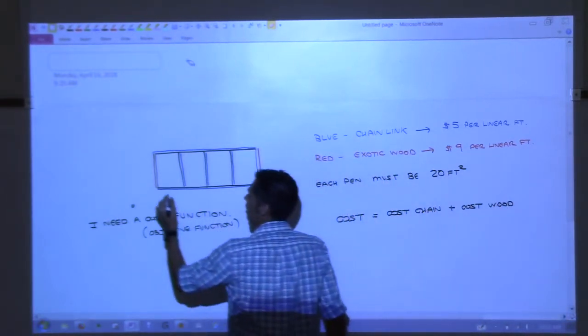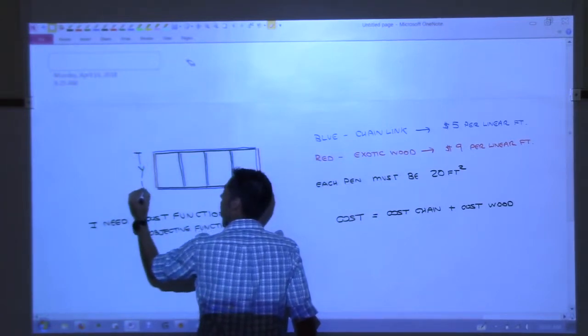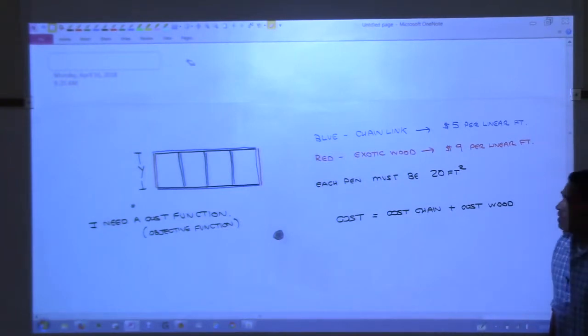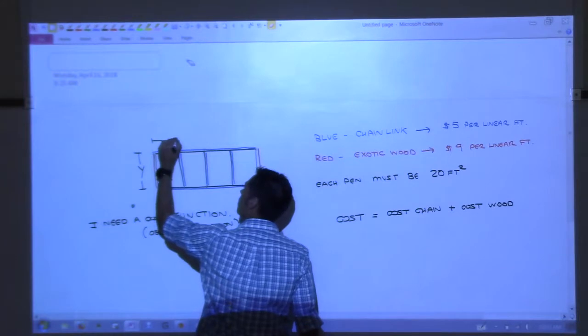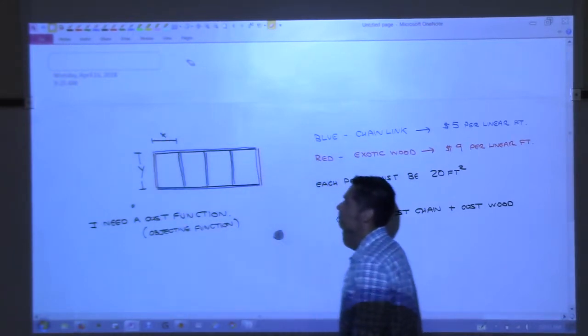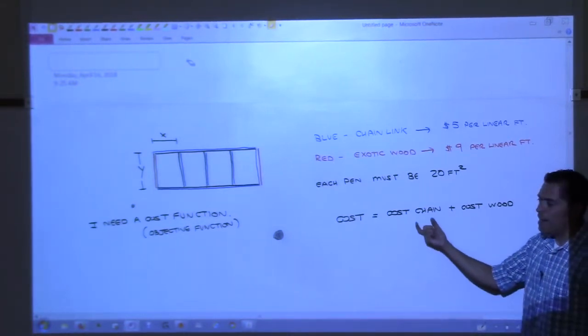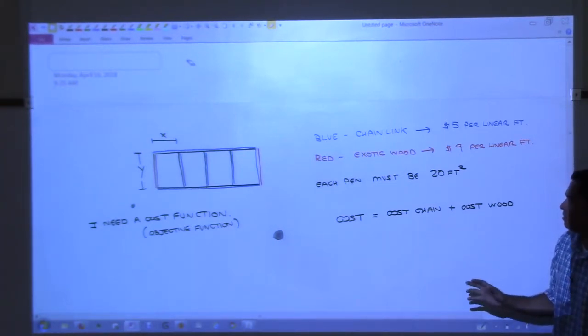So why don't we call this distance from here to here y? Is that okay? Yes? And why don't we call the width of one of these pens x? If we do that, we can actually put some numbers to these now, at least some variables to them.